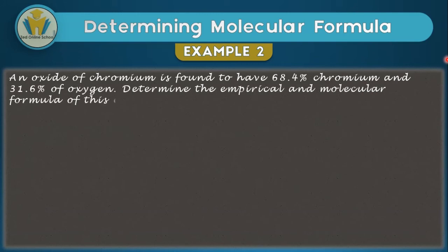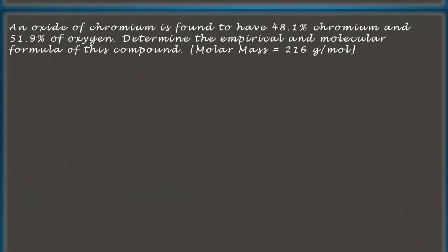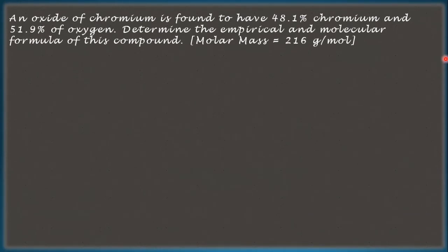This question is very interesting and will be a bit longer, so I'm going to use the whole screen. We've been told an oxide of chromium is found to have 48.1% chromium and 51.9% of oxygen. We've been asked to determine the empirical formula and the molecular formula.